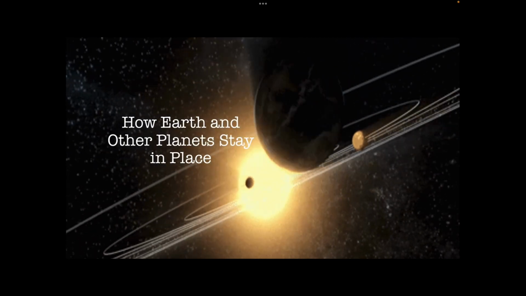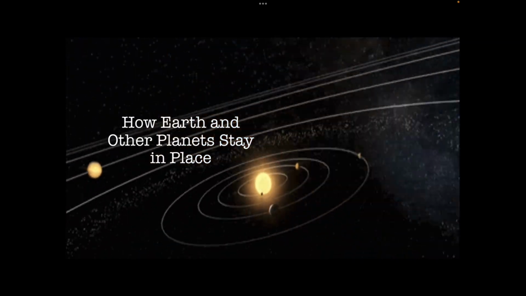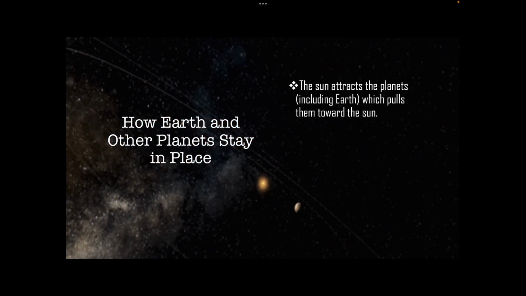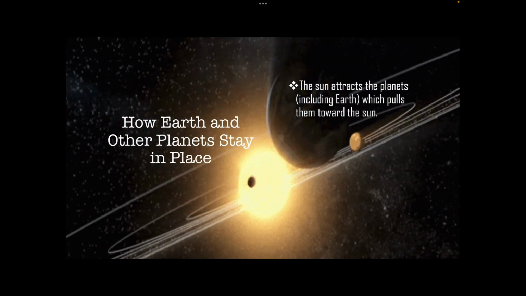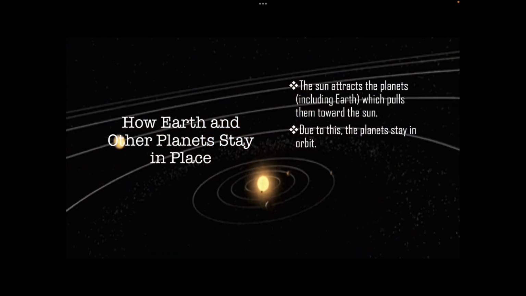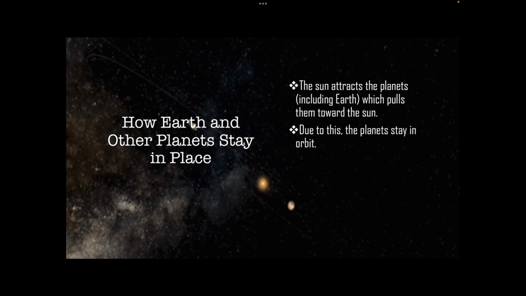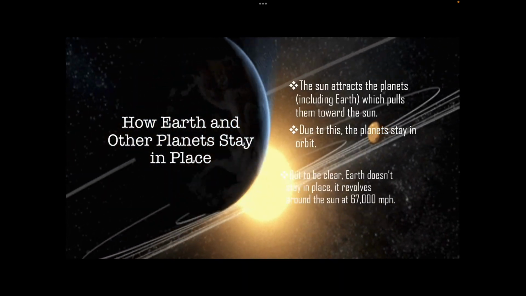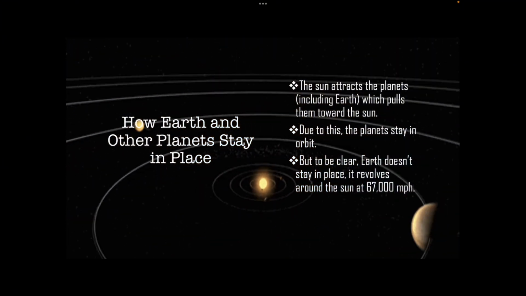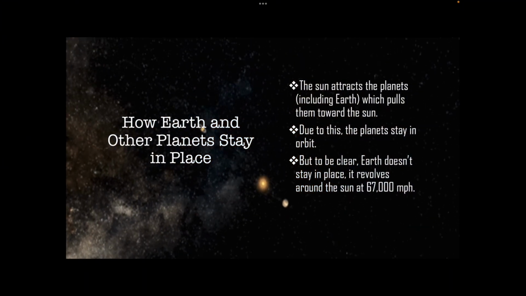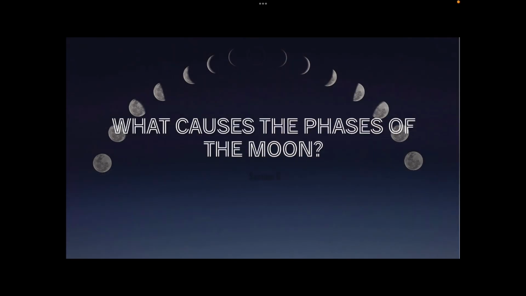How Earth and other planets stay in place. The Sun attracts the planets, including Earth, which pulls them toward the Sun. Due to this, the planets stay in orbit. But to be clear, Earth doesn't actually stay in place, but it revolves around the Sun at 67,000 miles per hour. What causes the phases of the Moon? Section 6.